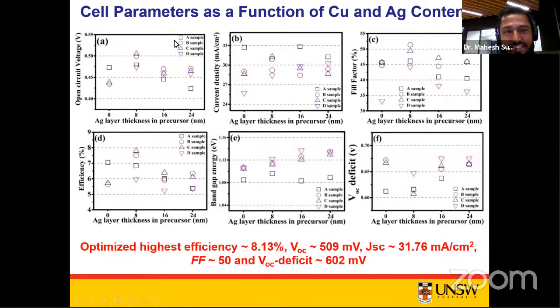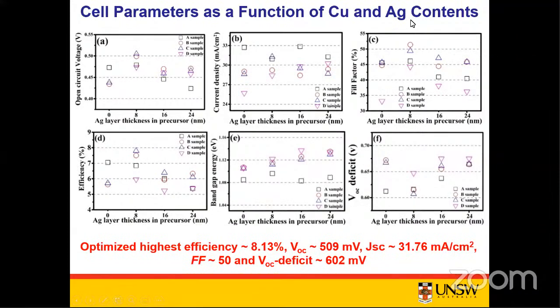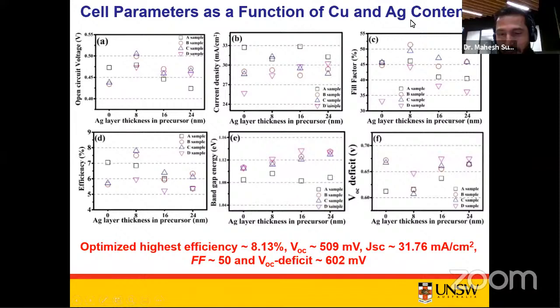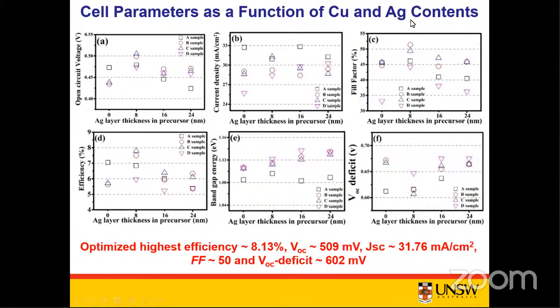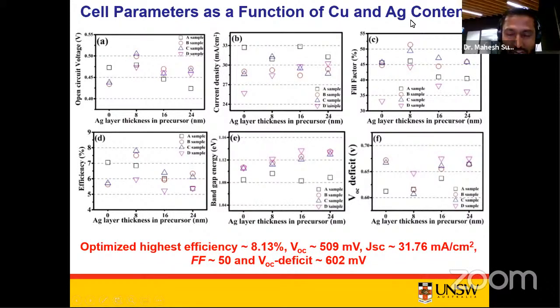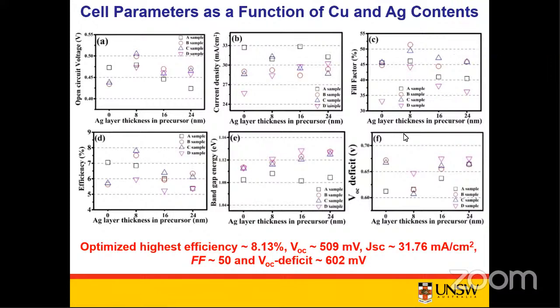For the composition of this A sample, B sample, and C sample, we varied the copper and the Ag contents in these 4 different samples. You may refer to our recently published papers in the supporting information. You will get all this information. Or I will just post my email ID here. You can write to me anytime you want. Right, that would be great.